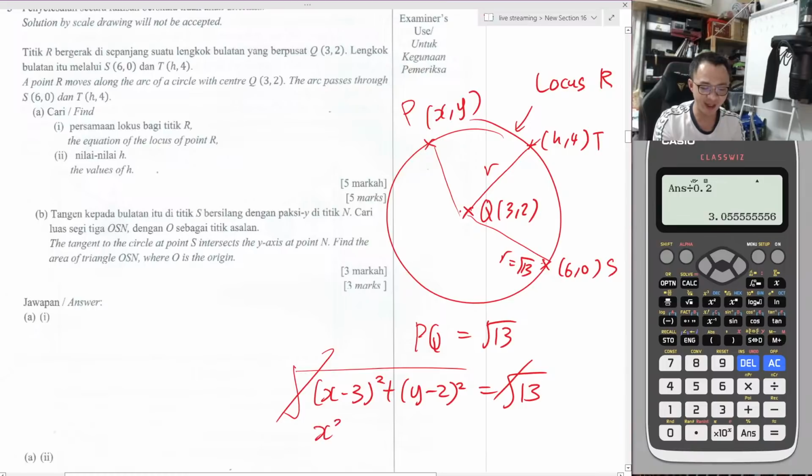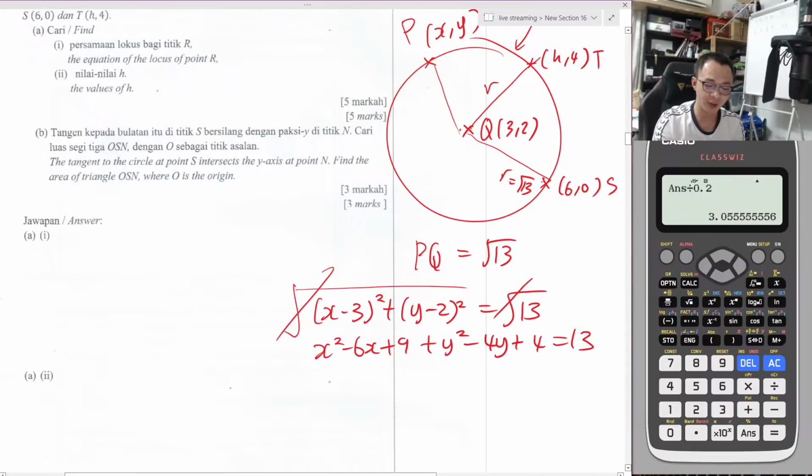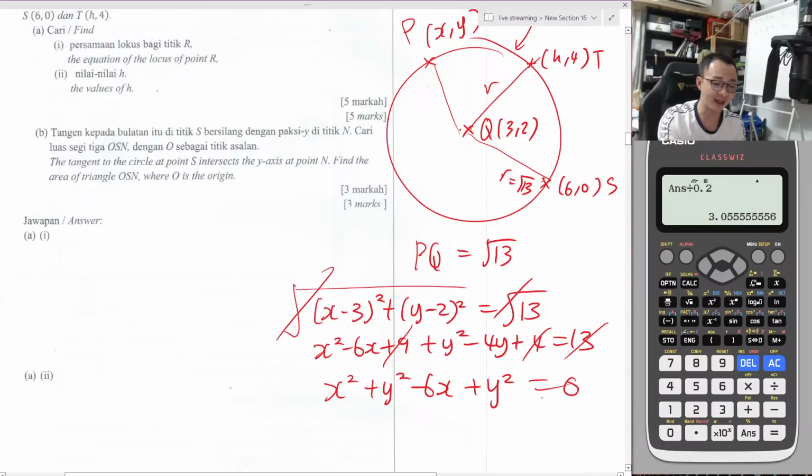So here I have x squared minus 6x plus 9, y squared minus 4y plus 4 equals 13. So I have x squared plus y squared minus 6x minus 4y. This is 13 minus 13, 0. Okay, done. This is how we get the equation of the locus of R here.